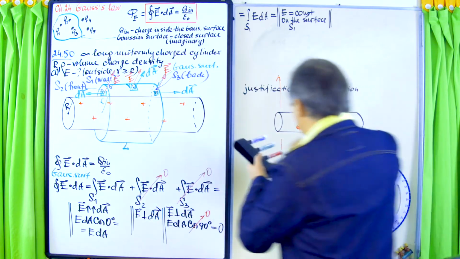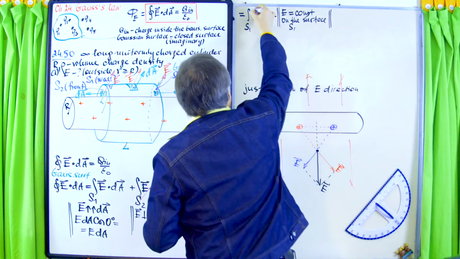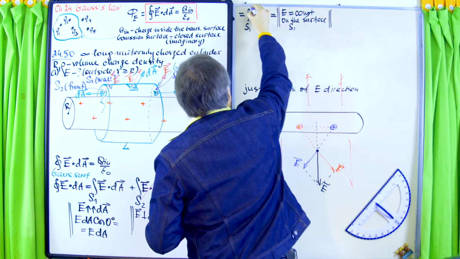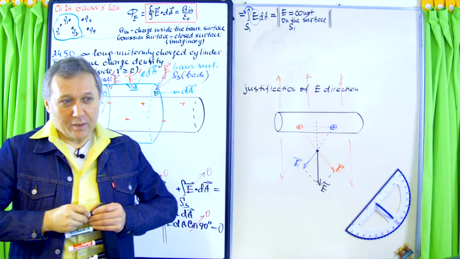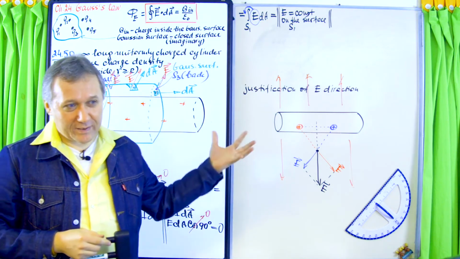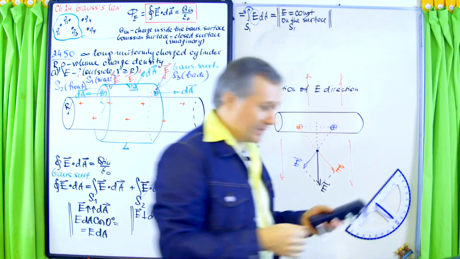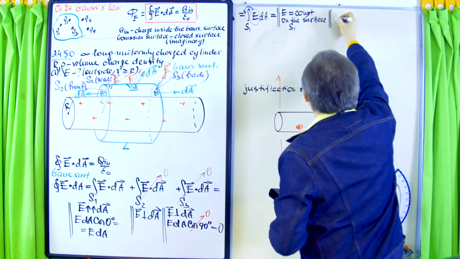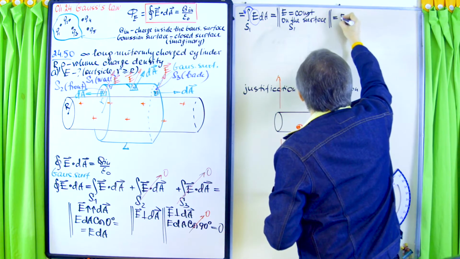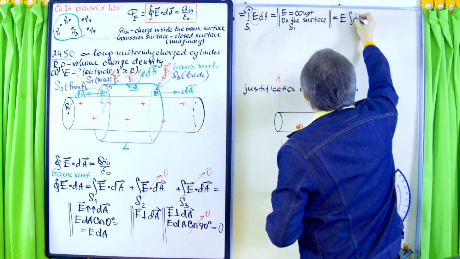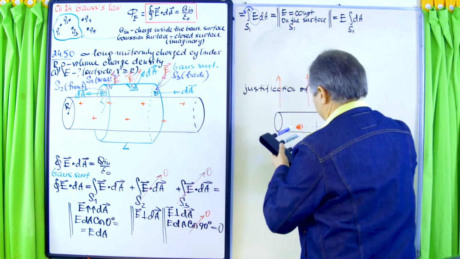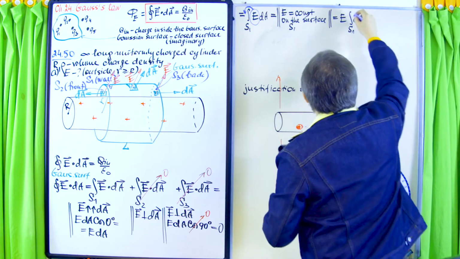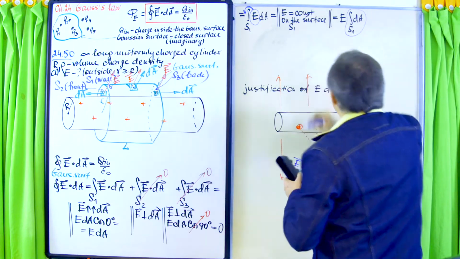So now, if it's constant, then what can be done with this constant? It's inside of the integral, we can extract it. I told you about this: every time we want to find the electric field, we will have to extract the electric field from this integral. All right, so we can write it as E integral of dA over surface S1. And now, what's the value of this integral?